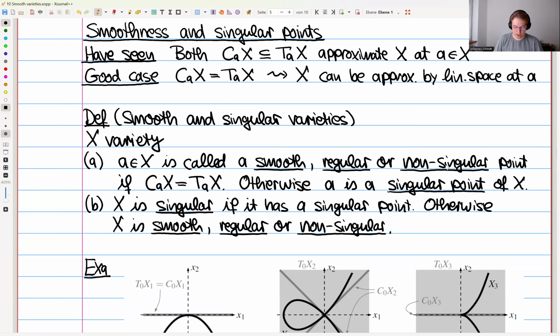You will find all these three words if you look at the paper in algebraic geometry. We say this is the case if we have the situation C_A of X is equal to T_A of X. And the less nice case, then A is called a singular point or a singularity of X. And in the very first videos where we motivated algebraic geometry, we have seen such examples of singularities. And then globally, X is called singular if it has some singular point, and otherwise all points are smooth points. Then we say X is smooth or regular or non-singular.